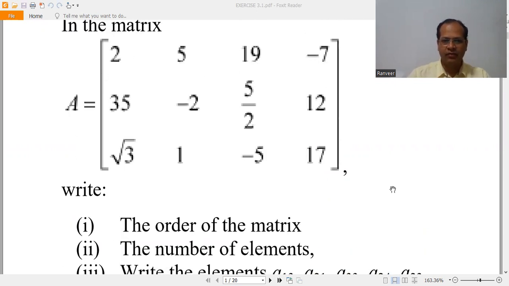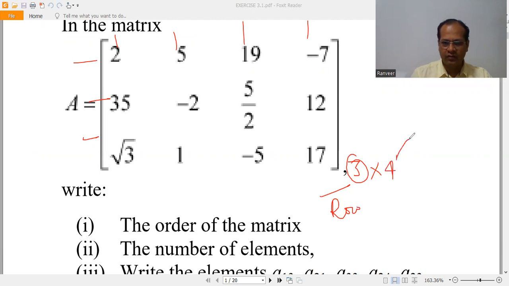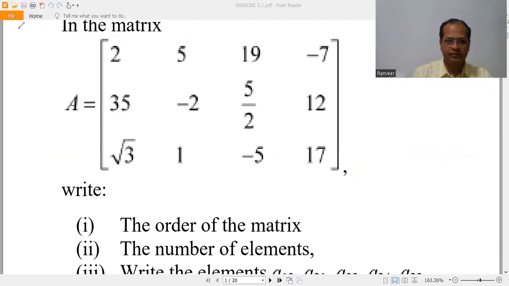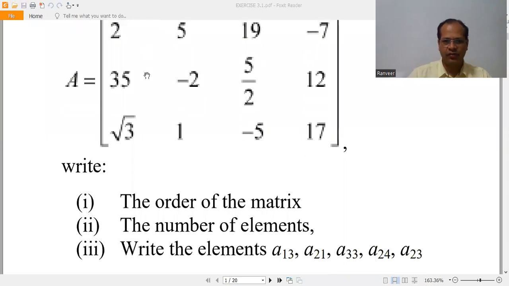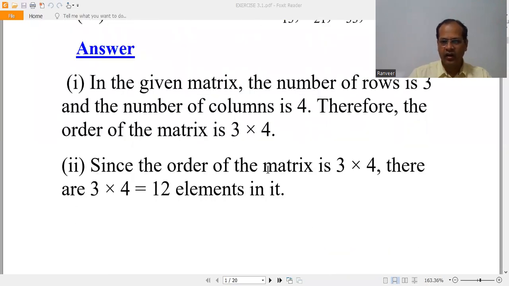First of all, when this type of question is there, for the order, this is a 3×4 matrix. This is because there are 3 rows and 4 columns: 1, 2, 3, 4. First we have to write the row, then the column. So this is a 3×4 matrix, and the order is 3×4. Just multiply 3 into 4, and this will give you the total number of elements in the matrix.